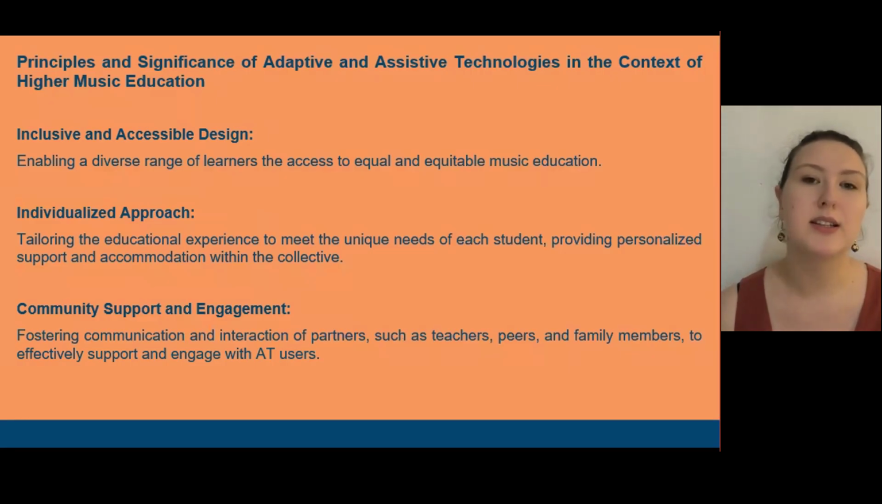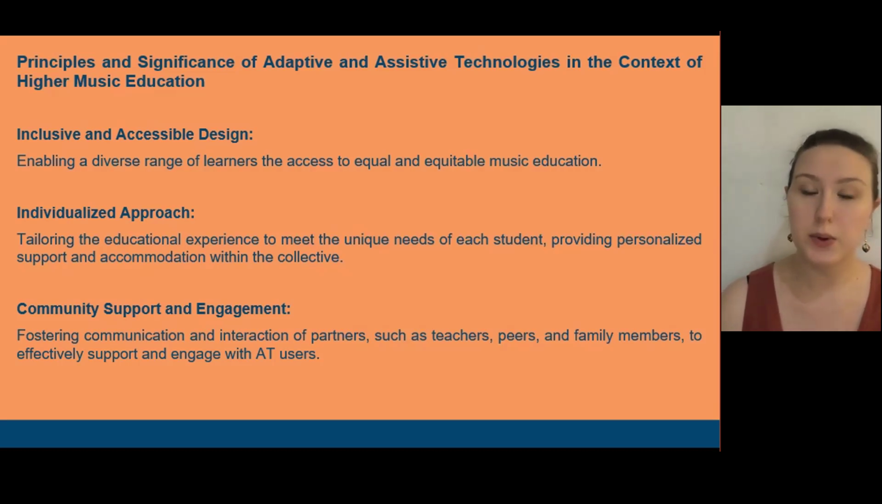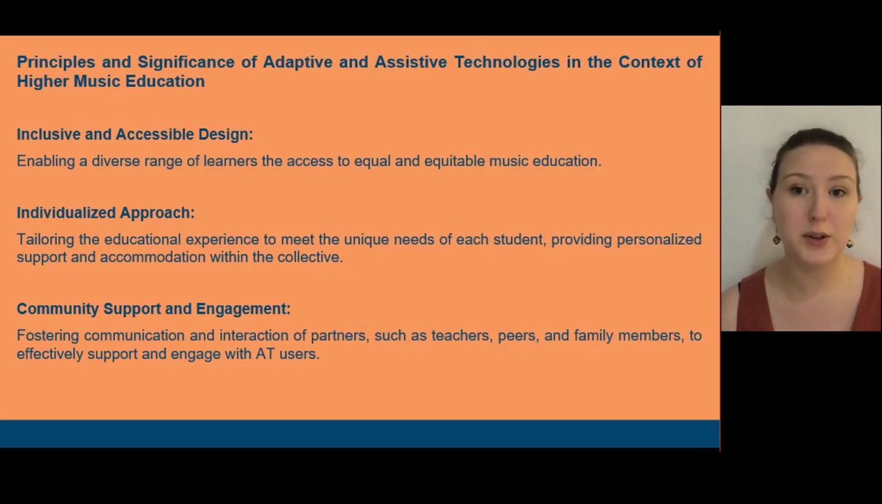What are the principles and significance of adaptive and assistive technologies in the context of higher music education? First of all, AT allows for inclusive and accessible design. It enables a diverse range of learners the access both to equal as well as equitable music education. In parallel with this, it achieves this by allowing for individualized support. Each student with their unique educational needs is able to tailor their experience through their courses, through the AT that they use in their day-to-day lives, in various ways. And this provides personalized support and accommodation within the collective of students.